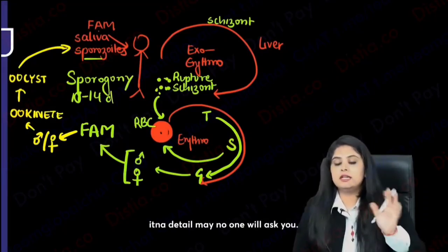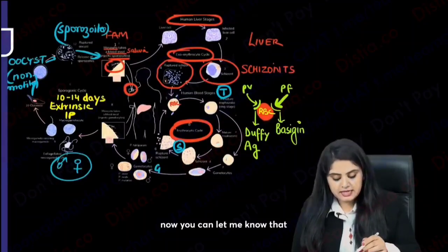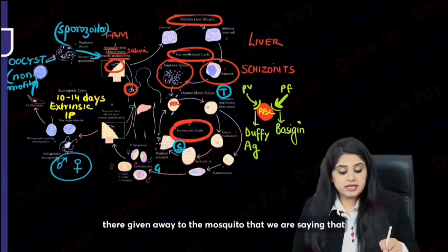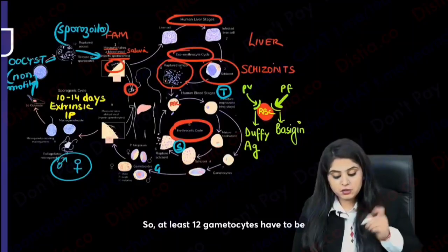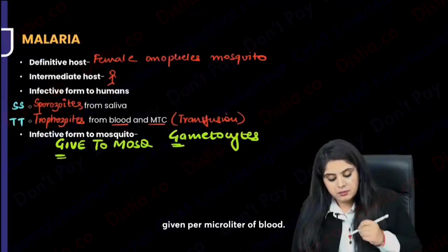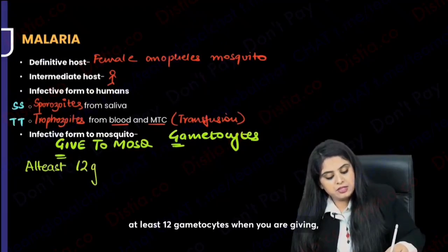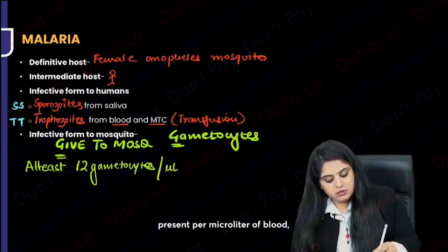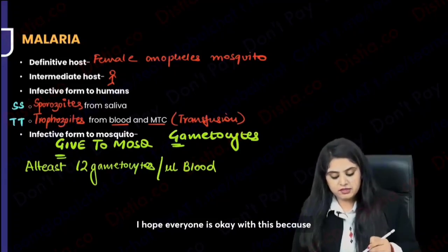I hope you've understood. In this much detail no one will ask you, but this is only for your understanding, because now you can let me know how many gametocytes have to be given to the mosquito so that we say the infection has gone to the mosquito. So at least 12 gametocytes have to be given per microliter of blood. Please remember, at least 12 gametocytes must be present per microliter of blood so that the infection can be given to the mosquito. I hope everyone's okay with this, because now I'm going to start off with the overall incubation period.